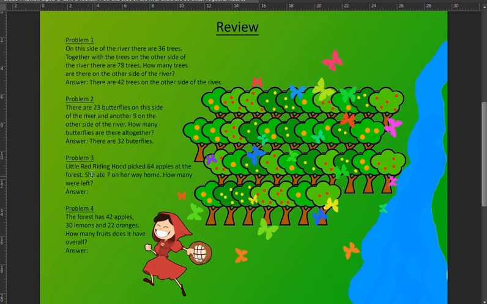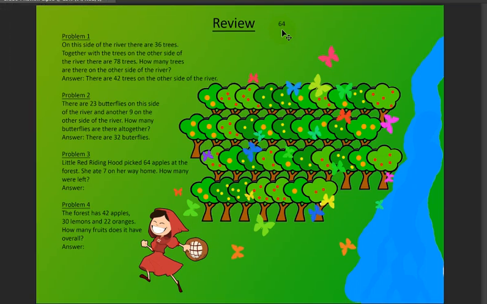Next problem says, Little Red Riding Hood picked 64 apples at the forest. She ate 7 on her way home. How many were left? So in this basket, when she leaves the forest, there are 64 apples, right? And by the time she gets home, she eats 7 of them. So she takes 7 out of the basket, meaning subtraction, and she eats them. So I need to do 64 minus 7.